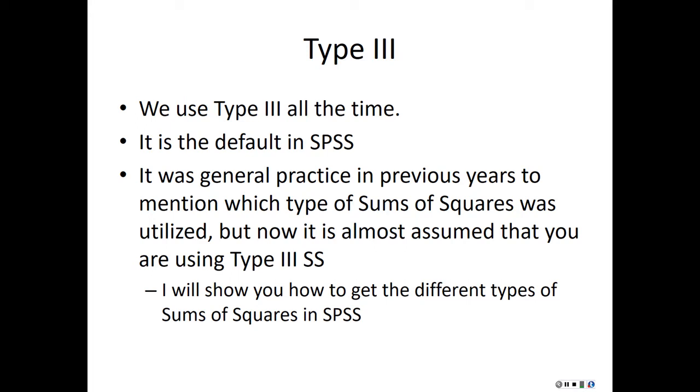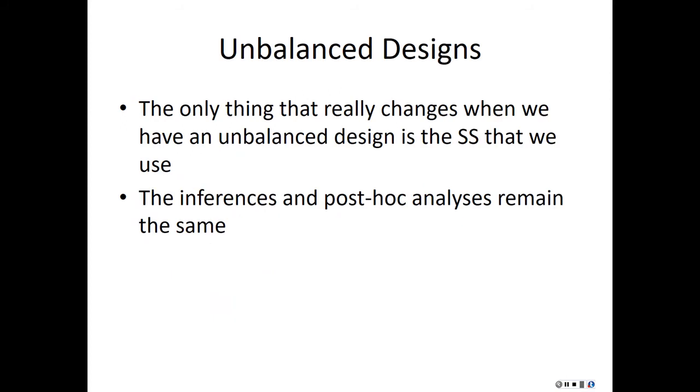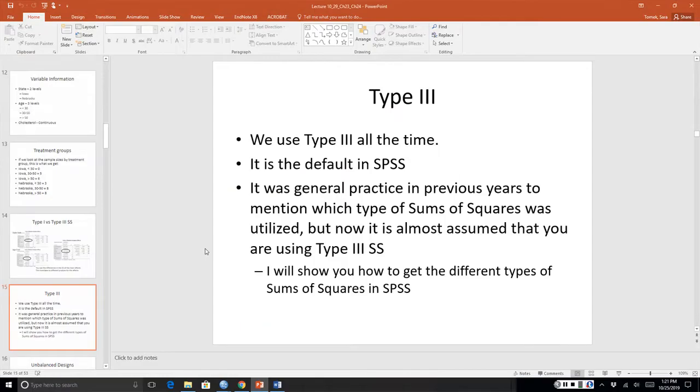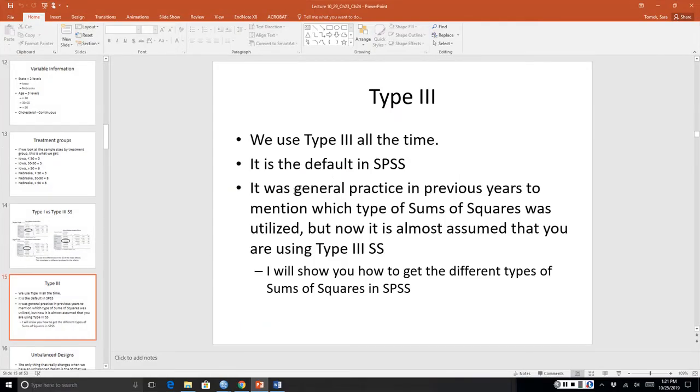Back when this book was written, there was actually a discussion, but in practice we use type 3 sums of squares all the time. I'm going to show you how to get the different types of sums of squares in SPSS. Actually, I can do that right now and then have a separate video for the second half.